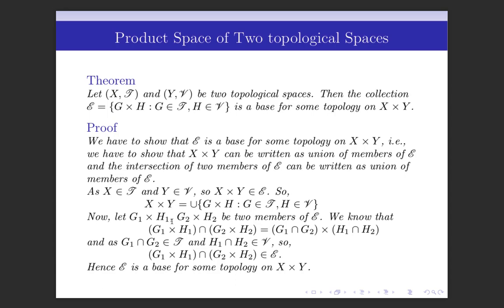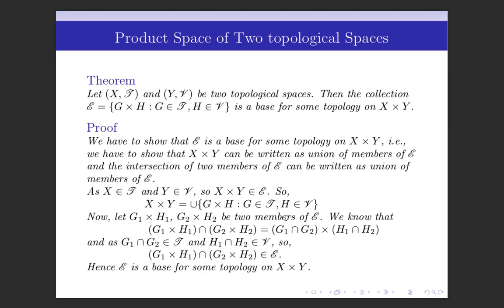Then take two members, let G1 cross H1 and G2 cross H2 be two members of E. By set theory we know that (G1 cross H1) intersection (G2 cross H2) is equal to (G1 intersection G2) cross (H1 intersection H2). Since G1 belongs to T and G2 belongs to T, G1 intersection G2 belongs to T, because the intersection of any two members of a topology is also a member. Similarly H1 intersection H2 belongs to V.